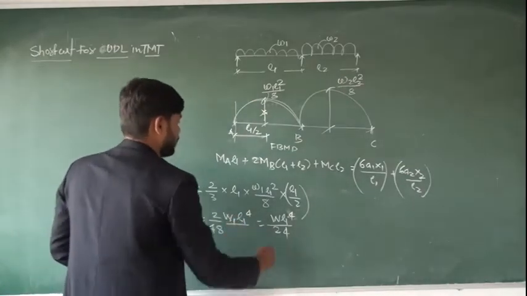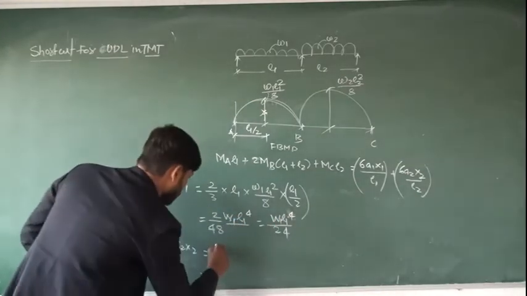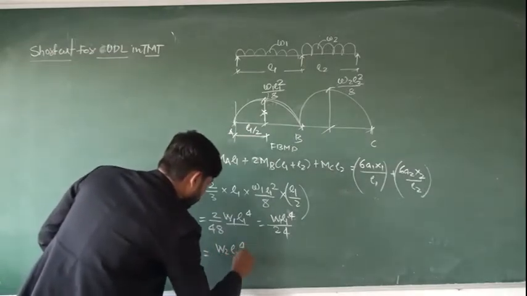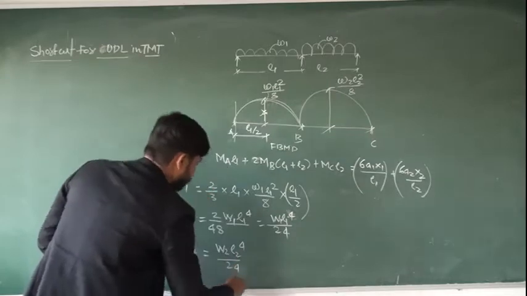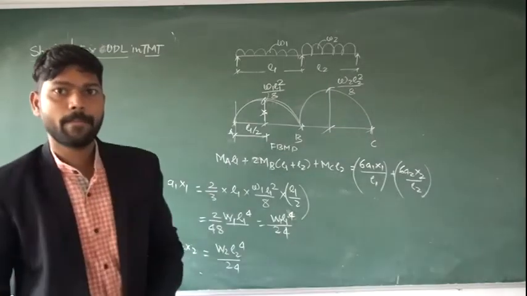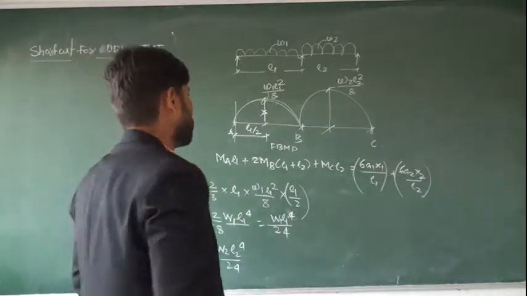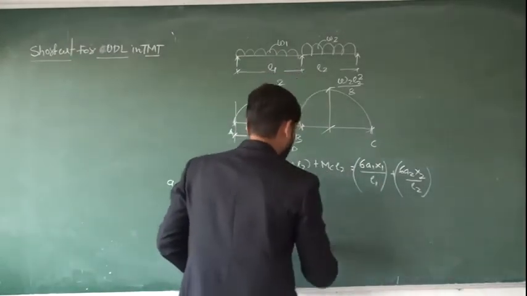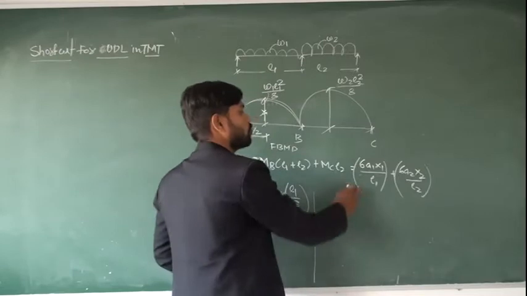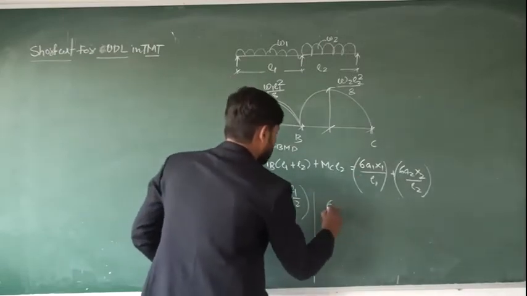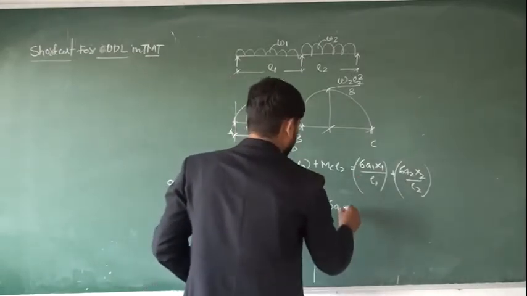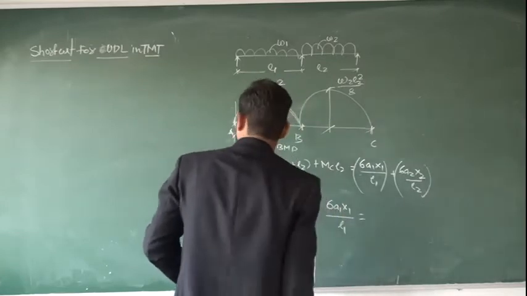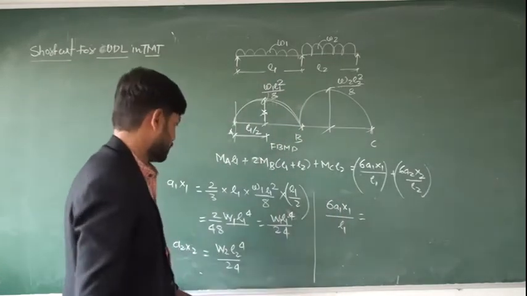A2x2 will be W2 L2 raised to 4 divided by 48, because this is also a UDL. Now what is 6A1x1 divided by L1? We have to find an alternative formula for this. 6A1x1 divided by L1, where this A1x1 we have already calculated.